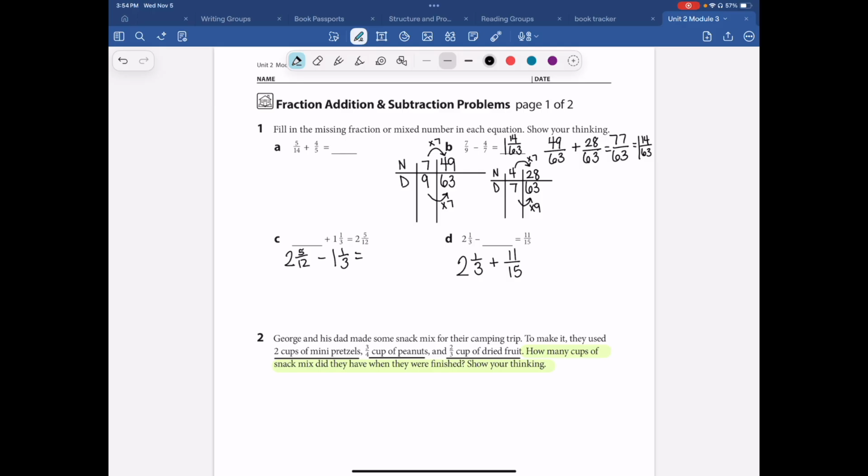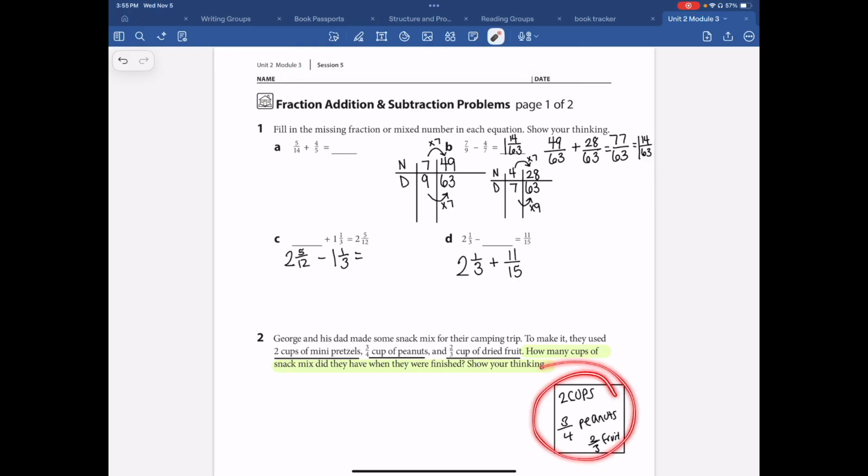So they're adding all together in this huge, big snack mix bowl. Let's say here's their snack mix. They have 2 cups of pretzels going here, 3/4 cups of peanuts, and then 2/3 cups of dried fruit. So all of this is going into that snack mix. So to figure out how many cups, I want you to think, well, if all of this is going into there, would we be adding or subtracting?